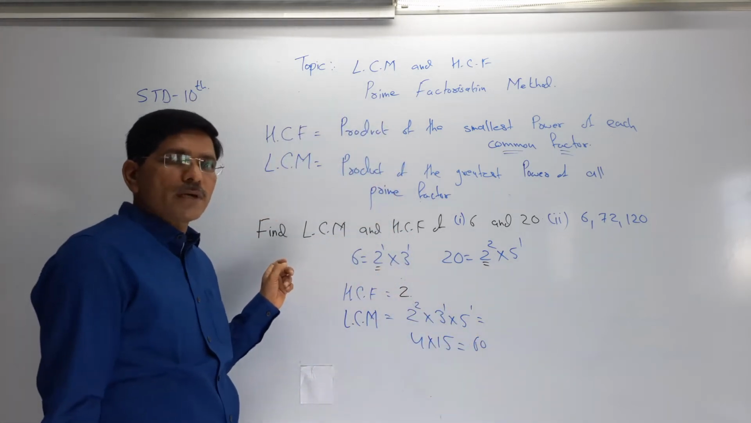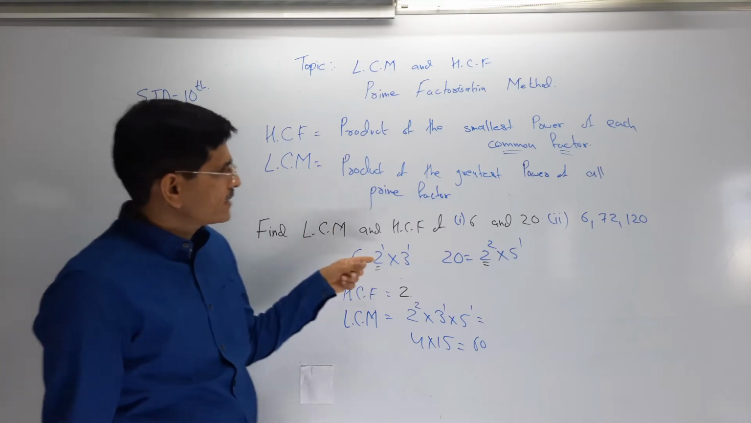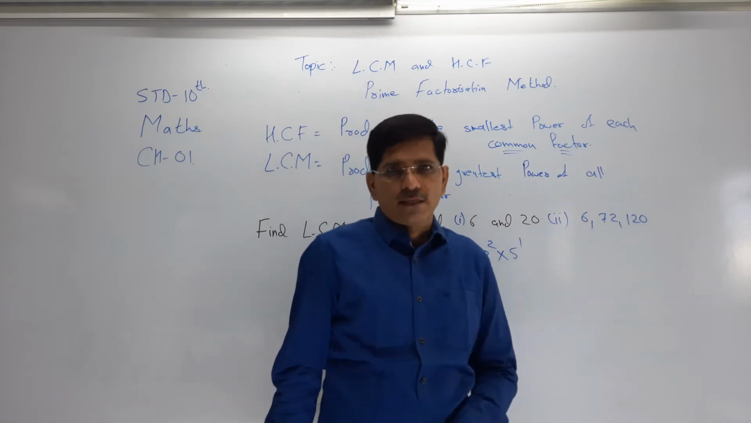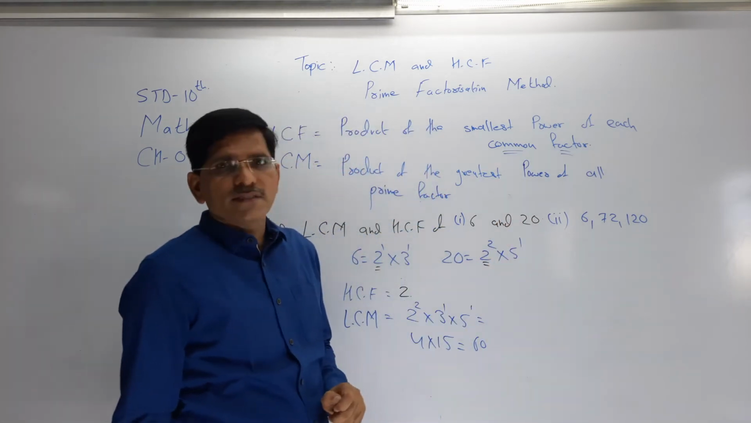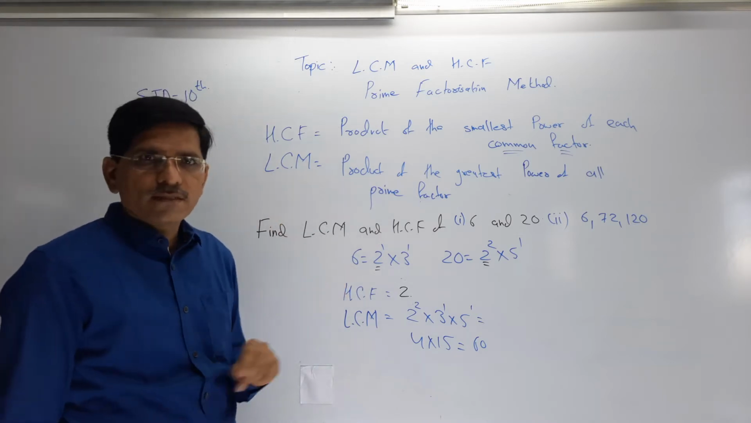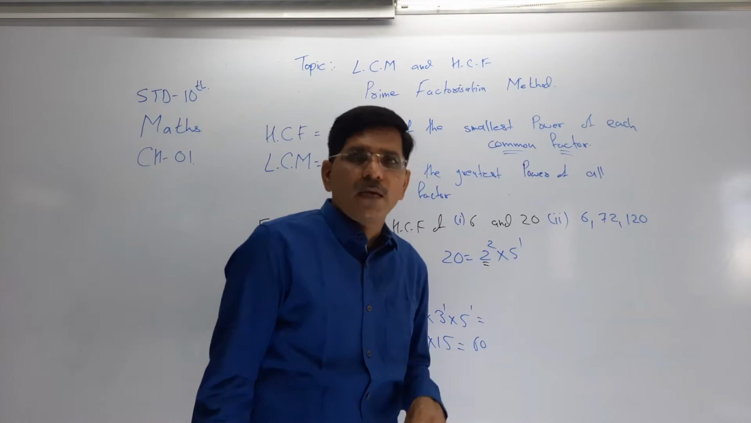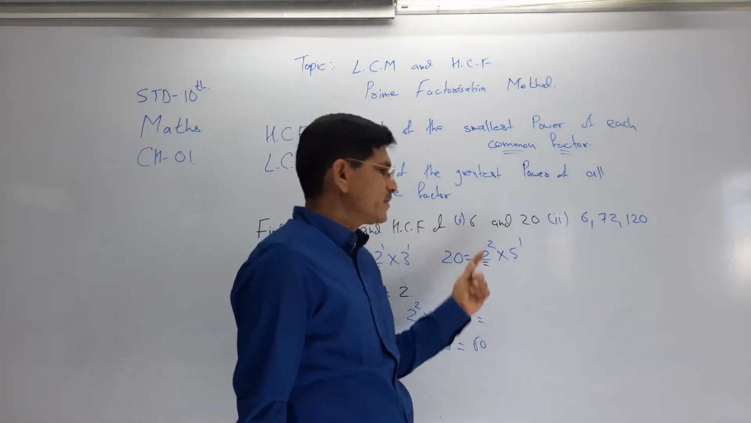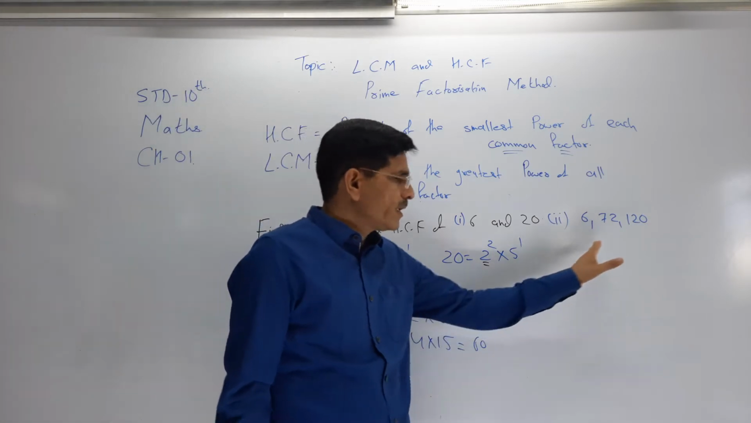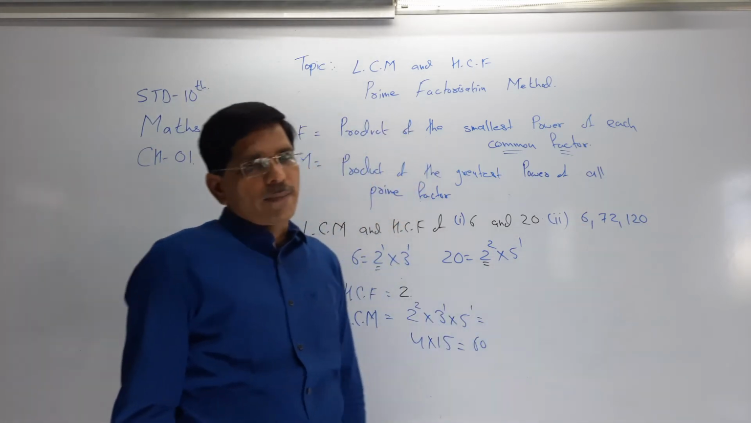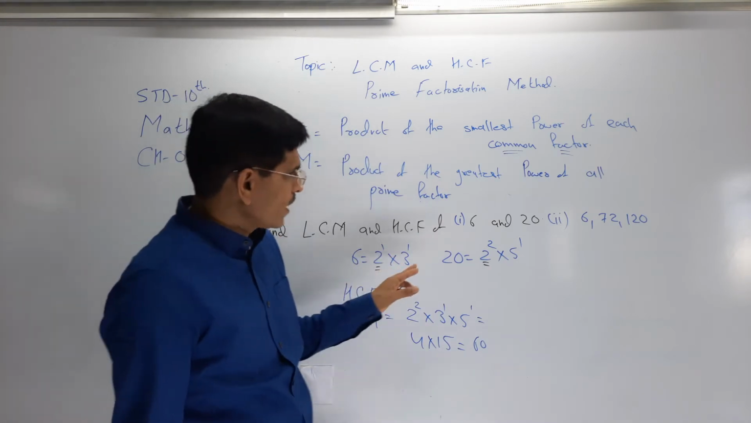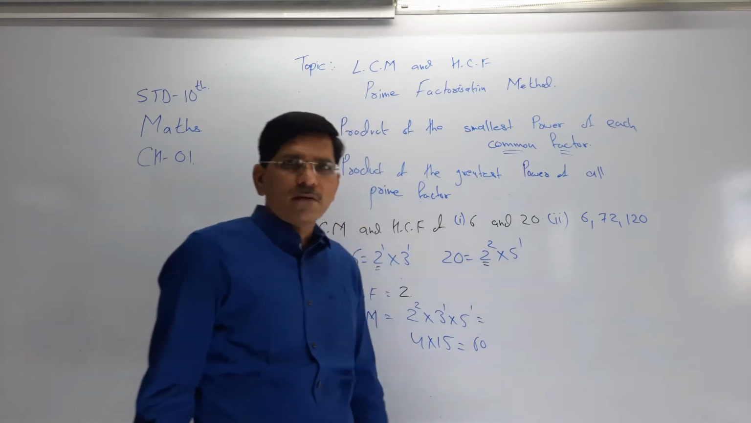Here, if you see properly, find LCM and HCF of 6 and 20. So what do I have to do first? Prime factors of 6: 2 to the power 1, multiply by 3 to the power 1. 20 means 2 to the power 2, multiply by 5 to the power 1. If someone doesn't know how to do it, then we can use the prime factorization method.